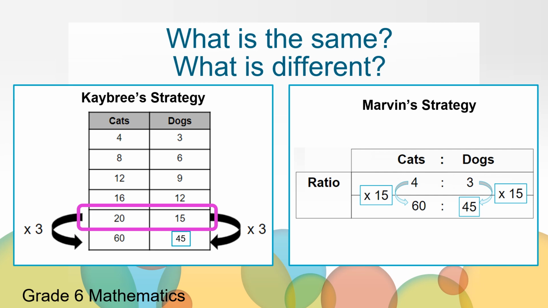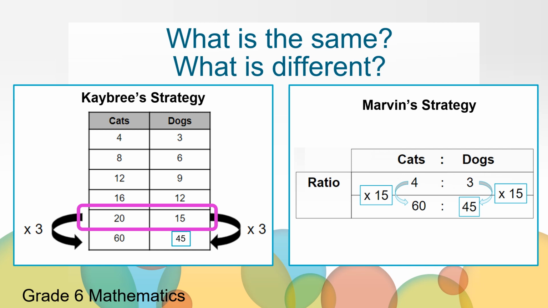One way that their strategies are similar is that they both used a table in some way, and both multiplied the number of cats and dogs to get the same ratio in the end, 60 cats to 45 dogs. You might notice that one way that they're different is that Kaybree extended the pattern in her table, and Marvin used an equation and what he knew about multiplication to find the missing number of dogs. They also multiplied by different numbers to get their final ratio of 60 cats to 45 dogs.